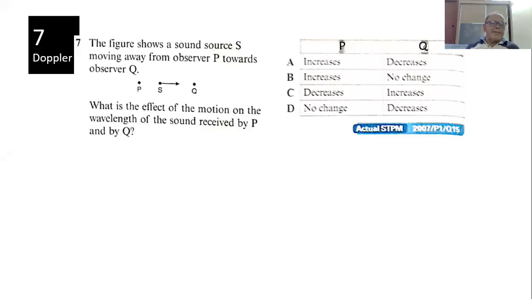Okay. Let's go to number 7, focus 21, sound waves. The figure shows a sound source S moving from observer P towards observer Q. P and Q are observers. What is the effect of the motion on the wavelength of the sound received by P and by Q?